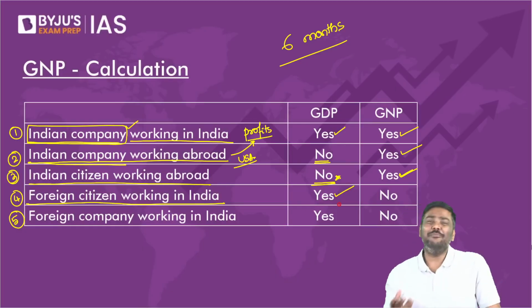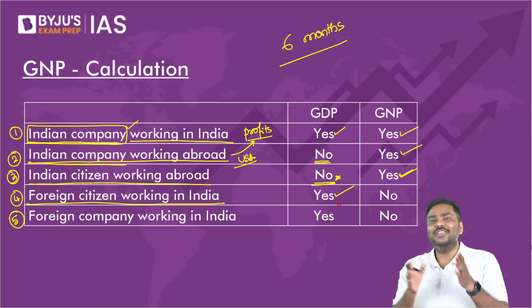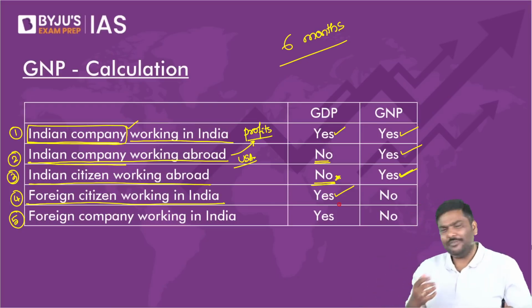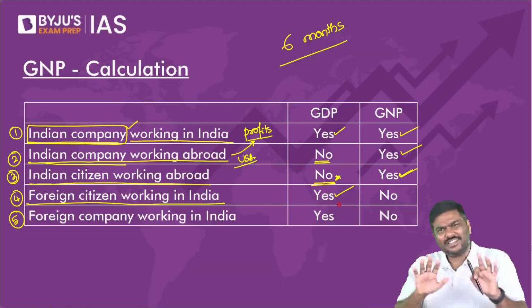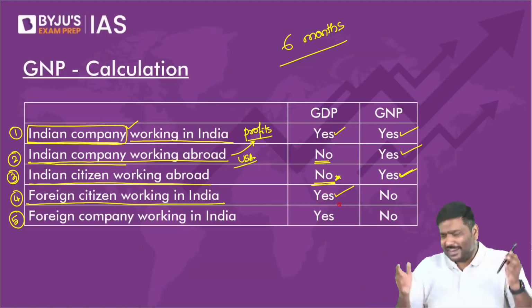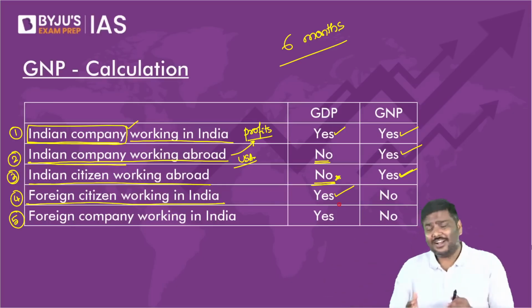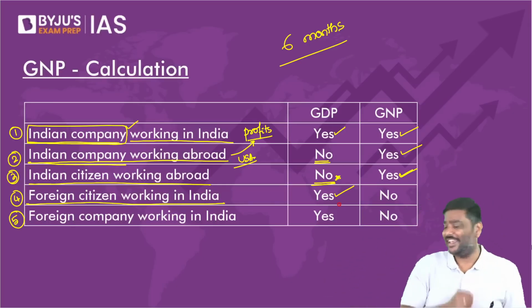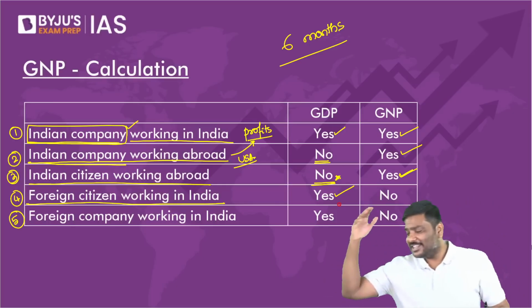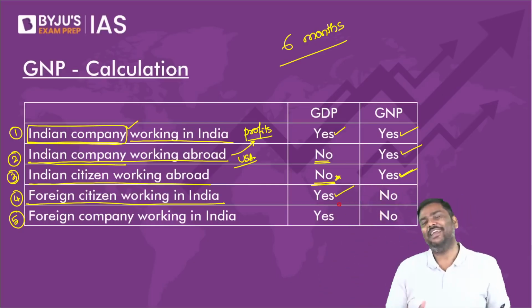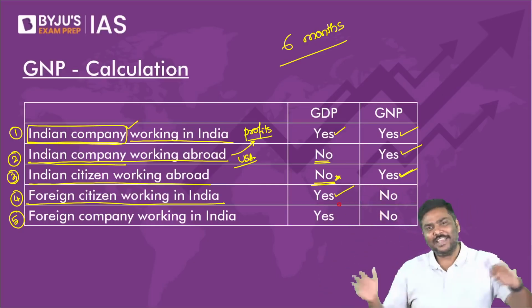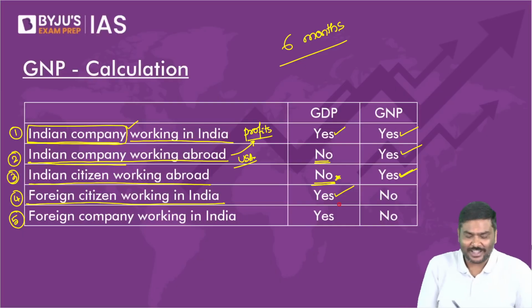Why? How many times should I keep on repeating this? Anything that is produced in India, count it as part of GDP. And anything that is produced by Indians, count it as part of GNP. Again and again, same exercise. Don't waste your time.